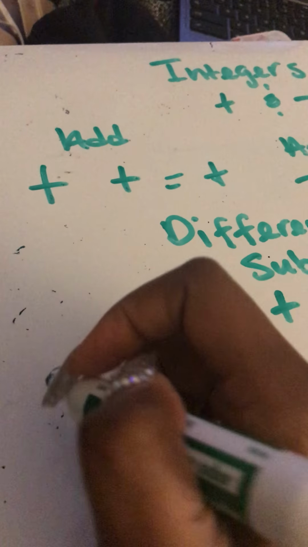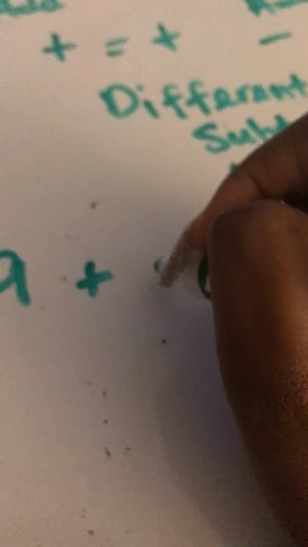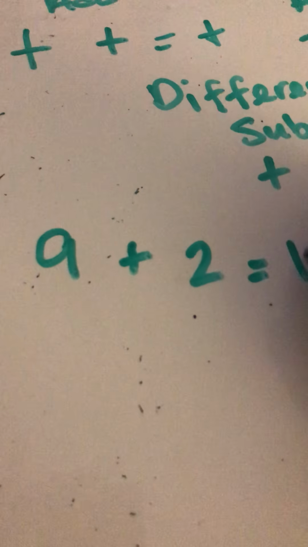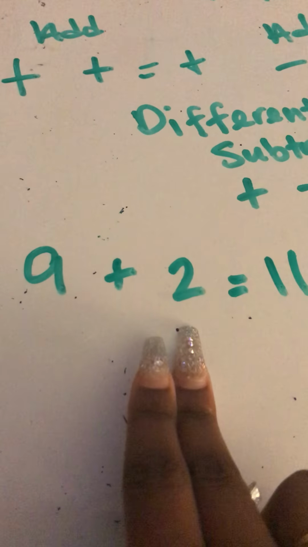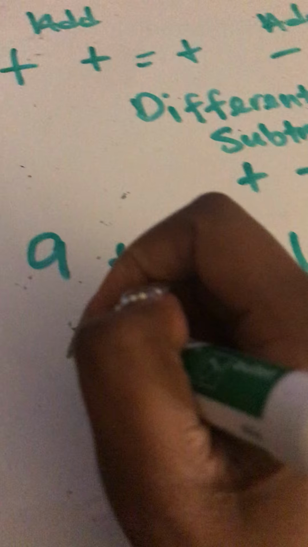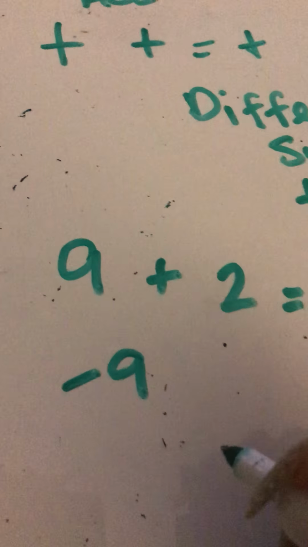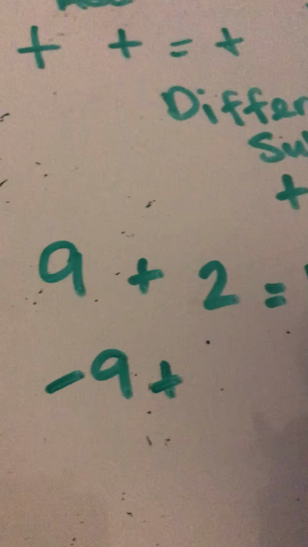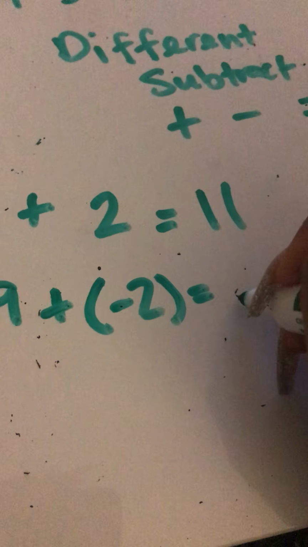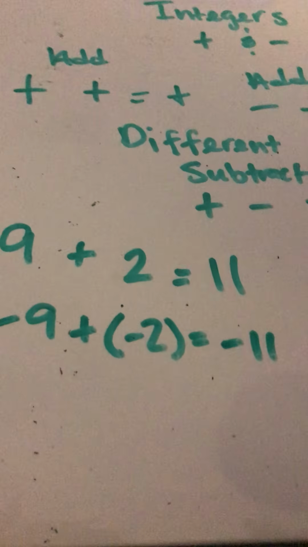So 9 positive friends plus 2 more positive friends gives you 11 positive friends. Positive plus positive gives you positive. But let's say you have -9 friends. So 9 of your friends are negative, and then you add 2 more negative people to your group. Now you're going to have negative 11 people. You got 11 negative people.